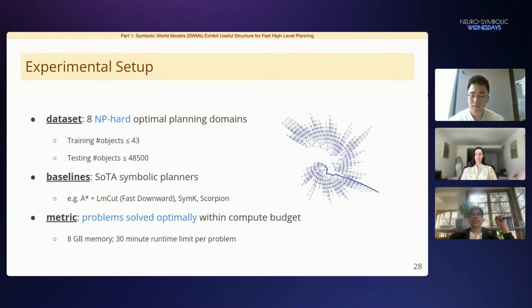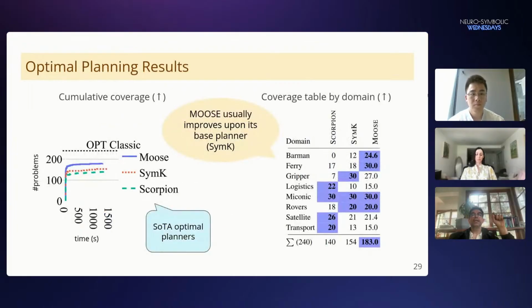I think the results here were a little quick for me, but can you just highlight the gap again?